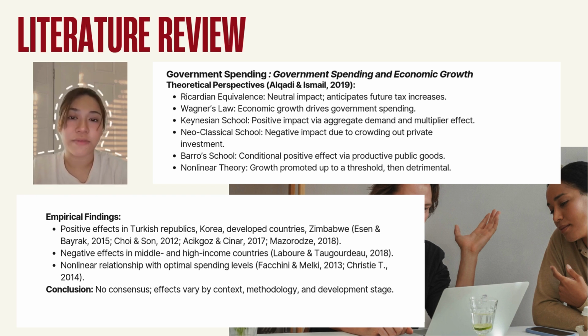Six theoretical perspectives shape the debate. Ricardian equivalence suggests a neutral effect as people anticipate future tax hikes. Wagner's law flips this, arguing growth drives spending. The Keynesian school sees a positive impact through demand stimulation, especially in recessions. Conversely, Barro's school suggests productive spending like on infrastructure boosts growth, while non-linear theory points to an optimal spending threshold. Empirically, results vary: positive in countries like Korea and Zimbabwe, negative in high-income nations, and non-linear elsewhere.